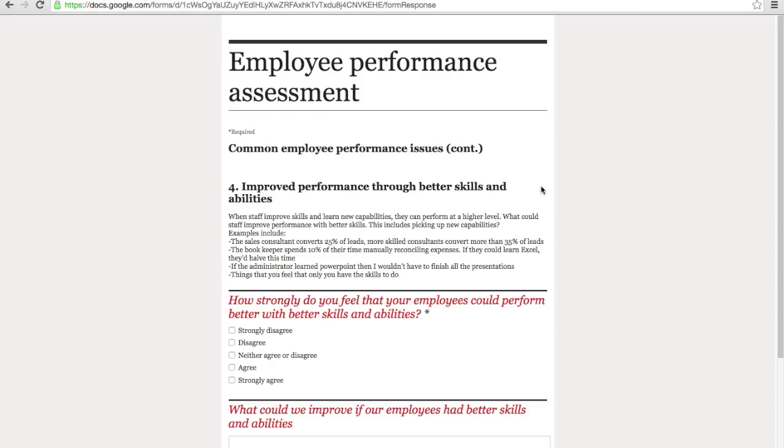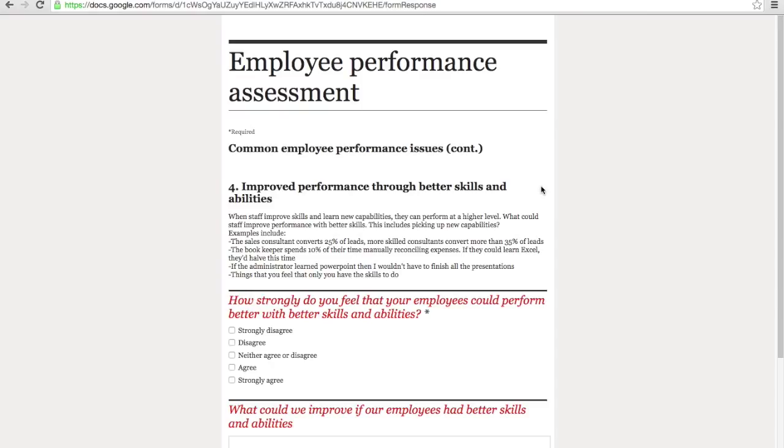This would include picking up new capabilities. Some examples would include: the sales consultant converts 25% of leads, whereas more skilled consultants are converting 35% of leads. So that would give you an indication that you think the sales consultant could learn how to convert leads better. A bookkeeper spends 10% of their time manually reconciling expenses. If they could learn Excel, they'd halve this time. Or if the administrator learned PowerPoint, then I wouldn't have to finish all of the presentations myself.